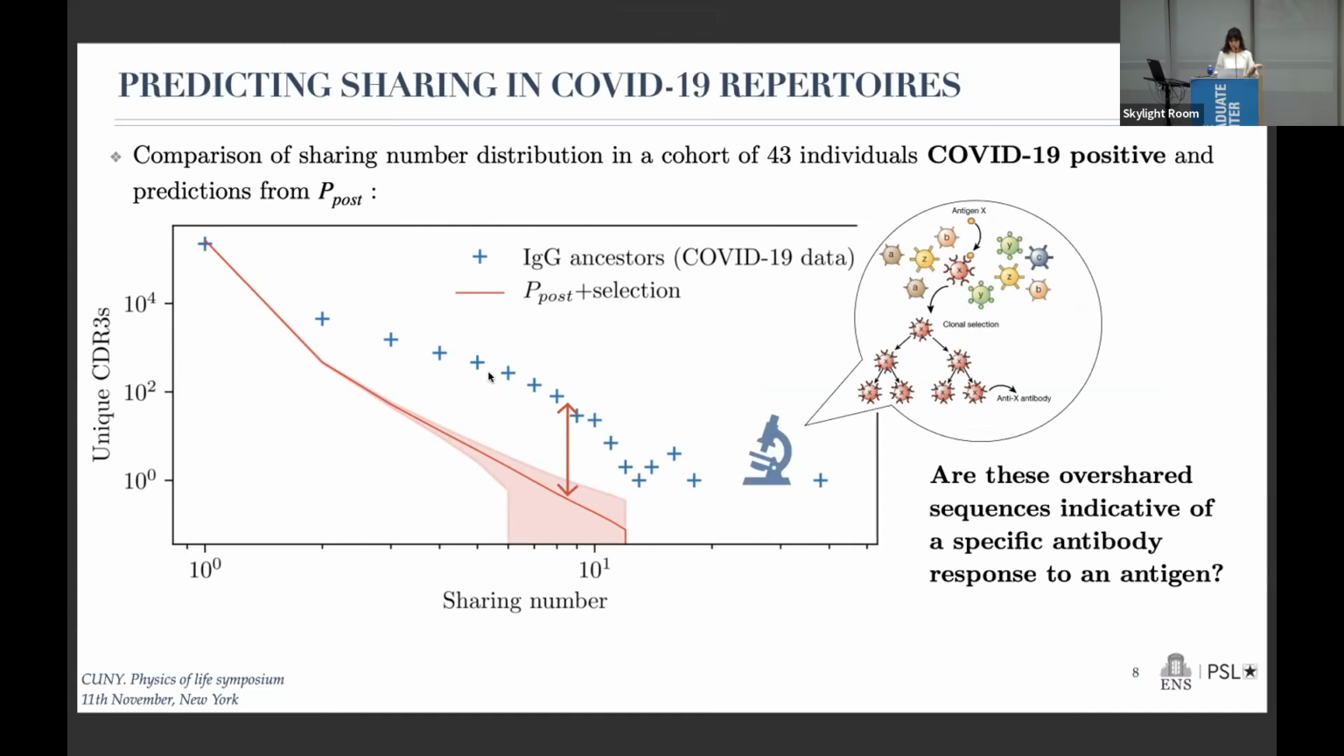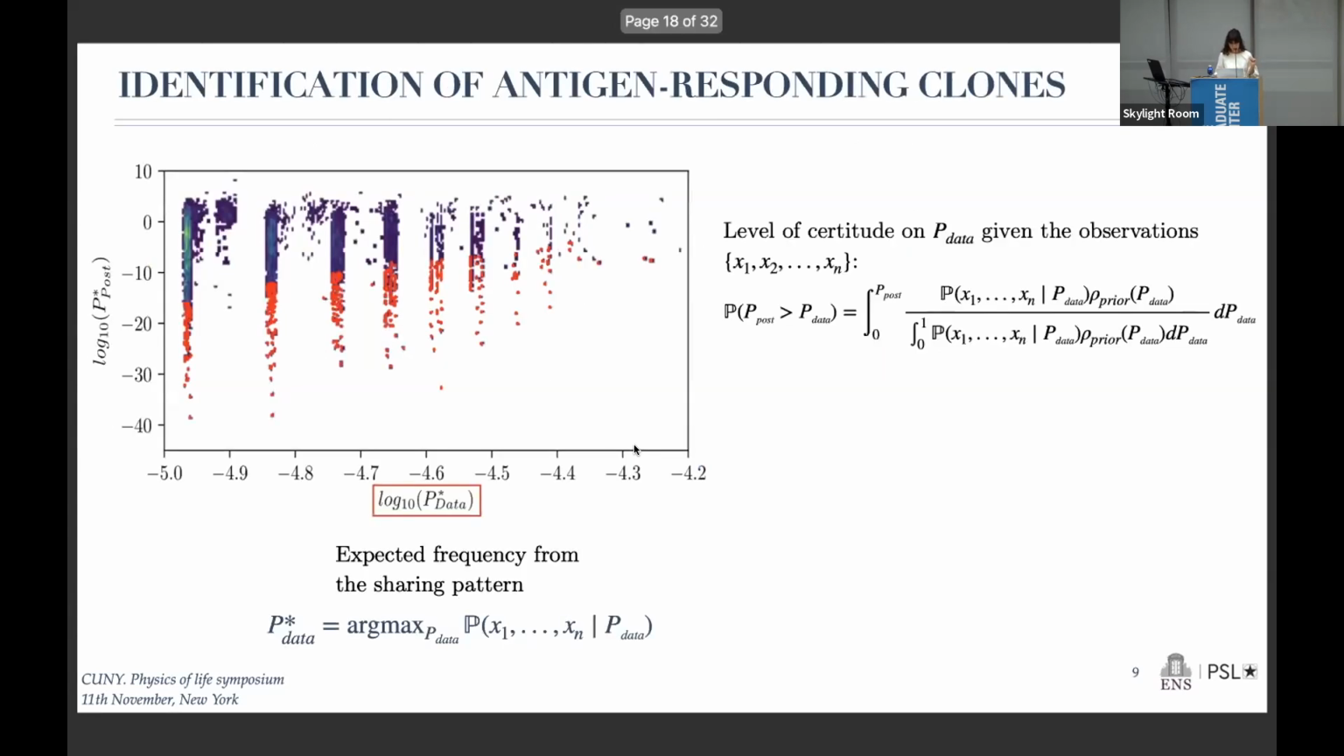So we are going to use this P-post distribution again to try to isolate the sequences that are overshared because they are responding to this COVID infection. To do so, we compute two different probabilities. First, we compute this theoretical probability P-post I told you about, and then we compute an empirical probability that comes from maximizing the posterior distribution. This probability is the most likely probability that a sequence should have to explain the frequency in the data.